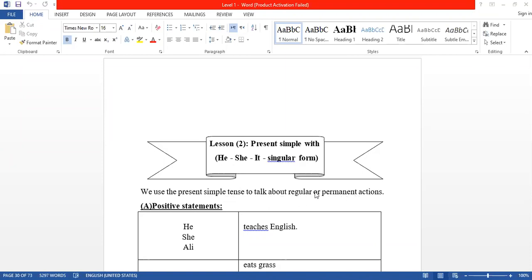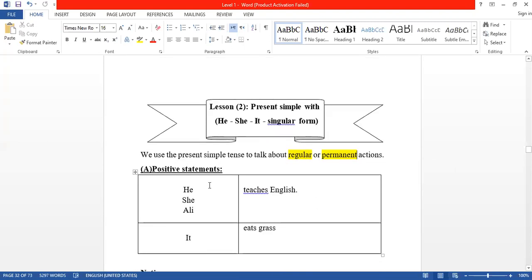Regular بمعنى هنا منتظم. And imminent يعني بصورة راتبة أو دائمة. Actions. Action here, we mean by actions, events, يعني أحداث أو أفعال بتحدث بصورة منتظمة أو بصورة دائمة.